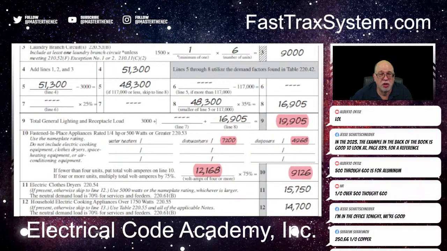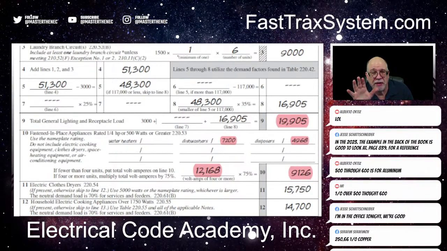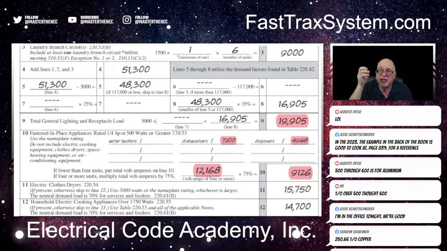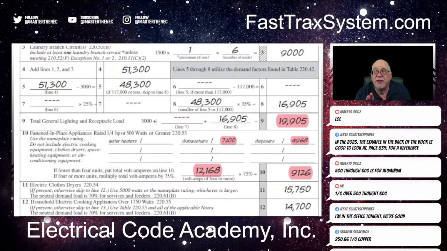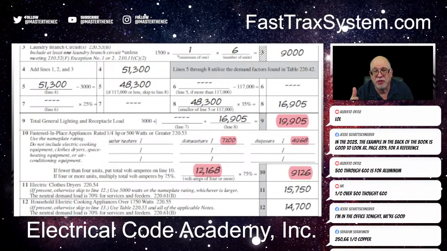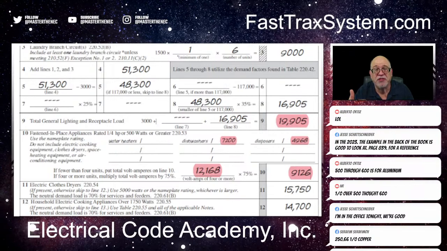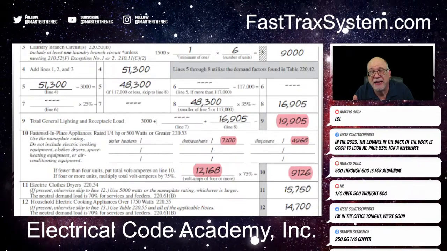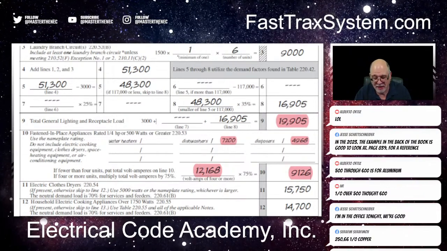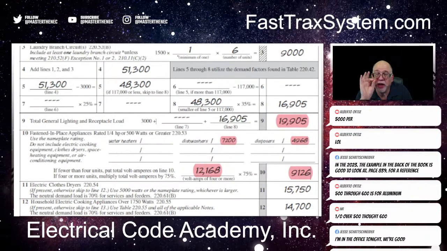All right, let's talk about those clothes dryers. Here's the thing about the clothes dryer. This is a standard method, so we get to use all of the benefits of the standard method. We get to apply the demand factors to those dryers under 220.54, and we still get to apply the 70% to that under 220.61(B)(1). It's a beautiful thing. So let's do that. Here's the one thing to remember.